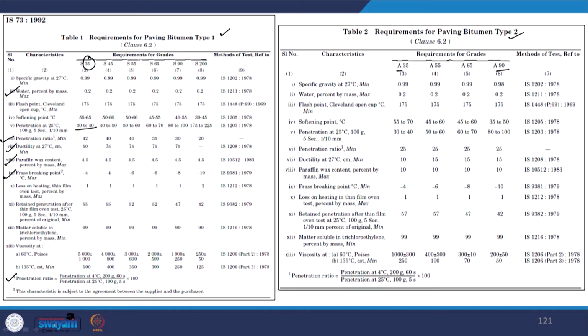That time we used to carry out the low temperature test. I find this test to be important, but since we are in a tropical climate, we no longer use this test in our specification now. Similarly, retained penetration we no longer measure, and we also do not measure the loss on heating. So, there are several tests which were done during that time, and now the number of tests have reduced considerably.